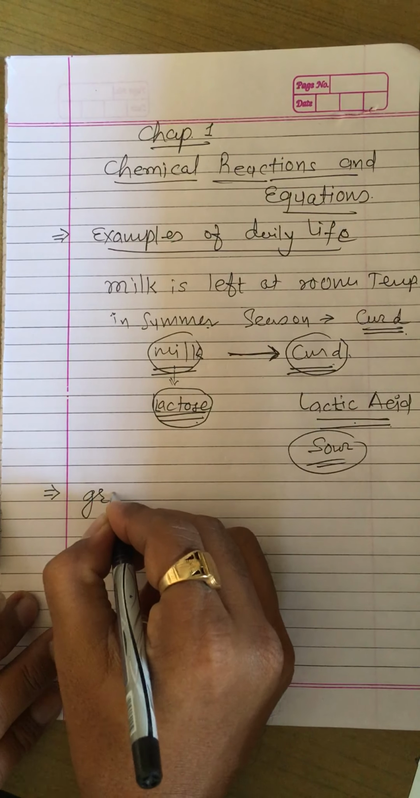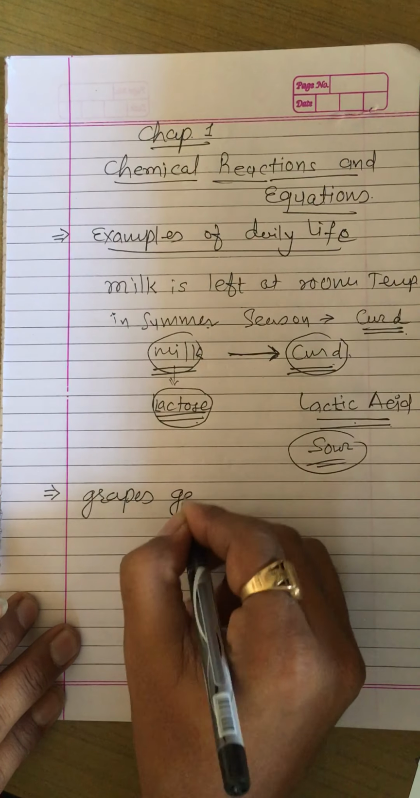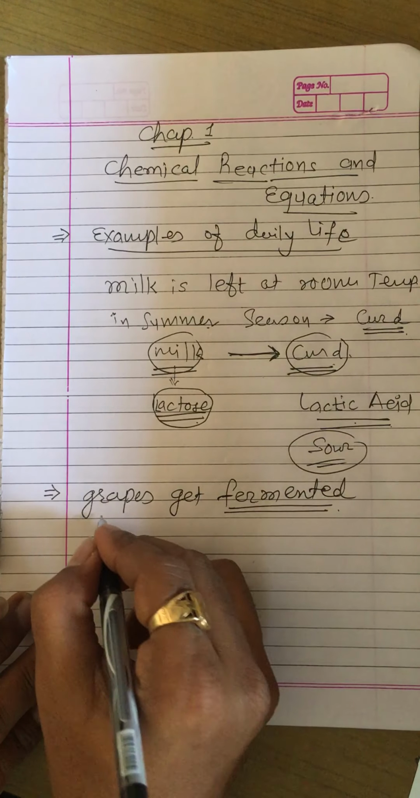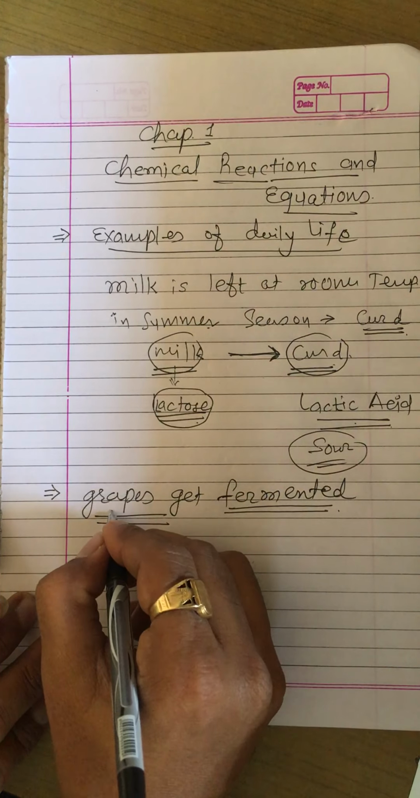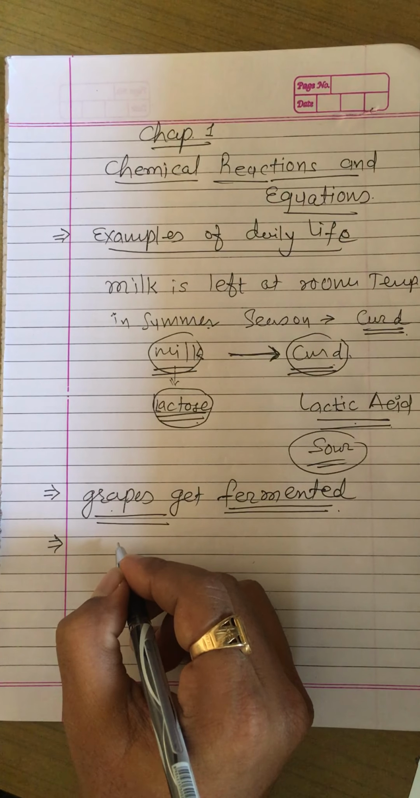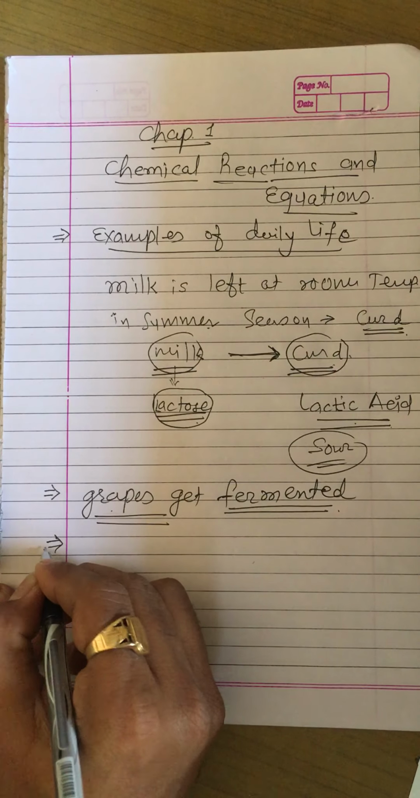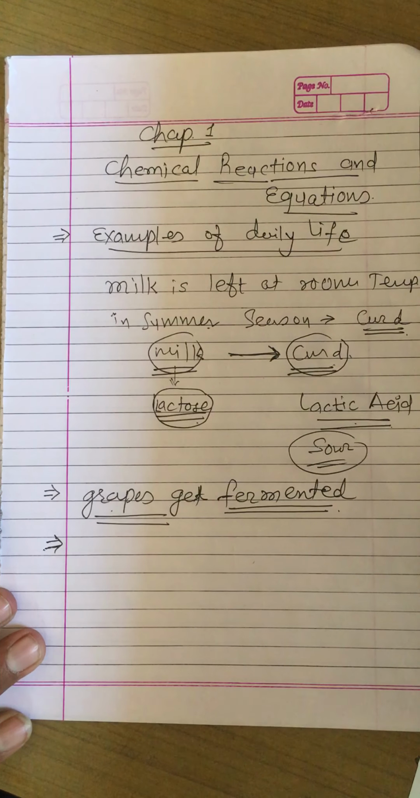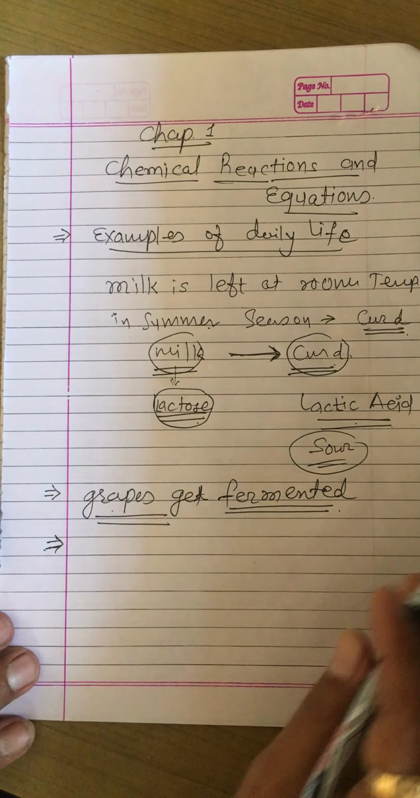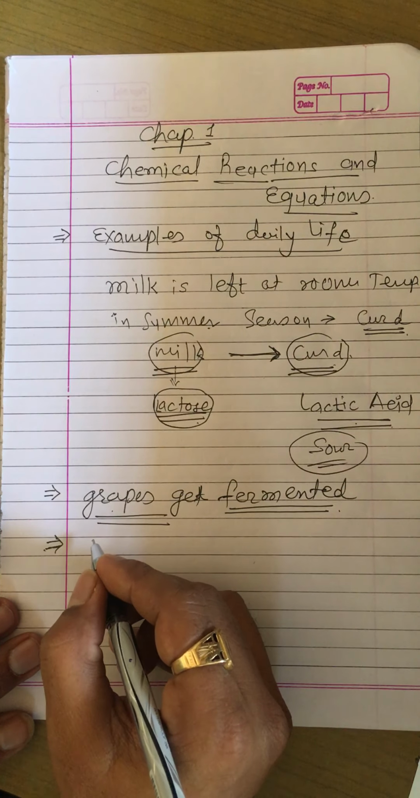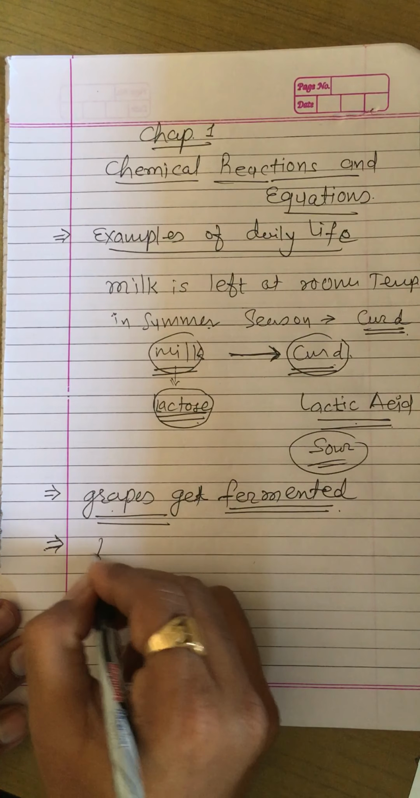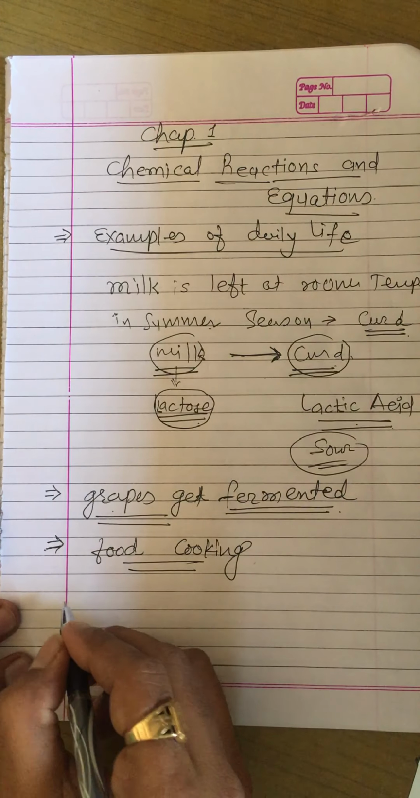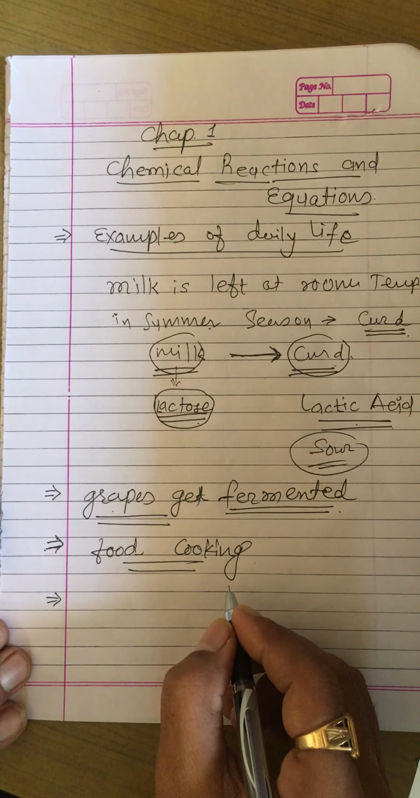Second, friends, grapes get fermented. The fermentation reaction is also an example of a chemical reaction. At the end of the fermentation reaction we get different chemicals which we use in the preparation of different types of alcoholic or non-alcoholic drinks. The third reaction, friends, is food cooking. This is also one example of chemical reactions.